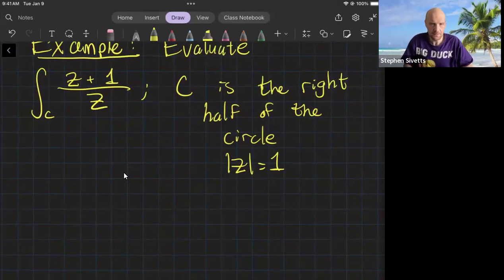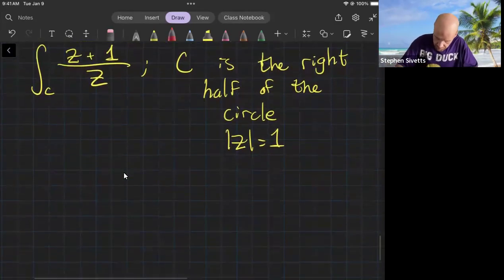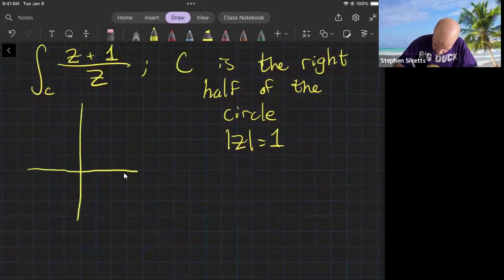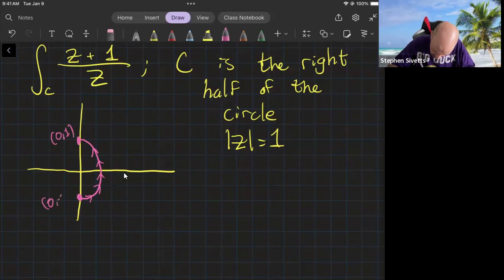Okay, pause the video and try to see what you come up with as your solution. Okay. All right, I assumed you worked on this example. The best thing to do here is to draw out a picture to see what the contour looks like. So we're going to look at the right half of the unit circle. They're referring to this contour right here. So we're going to go this way, right? That would be the positive orientation. So 0, 1 here and 0, -1 there.